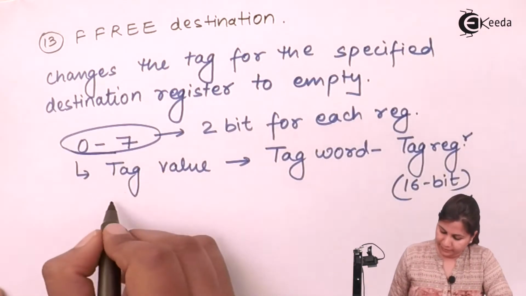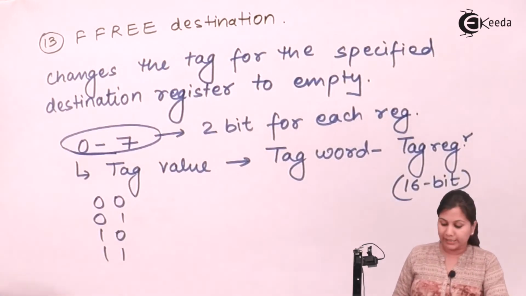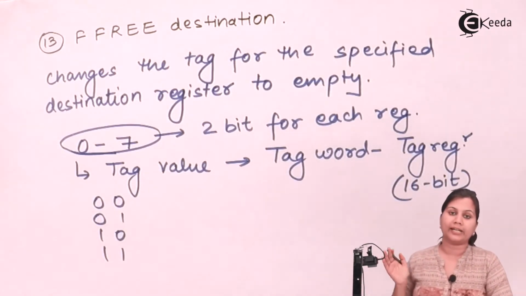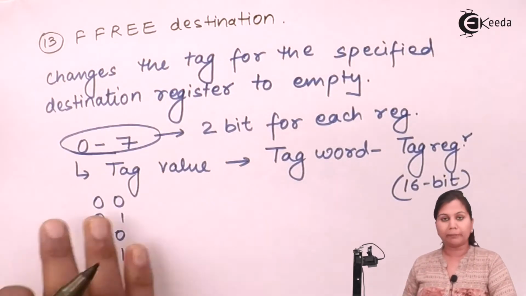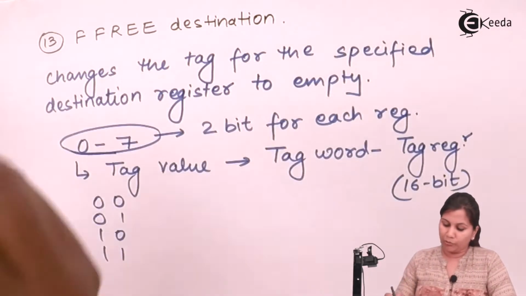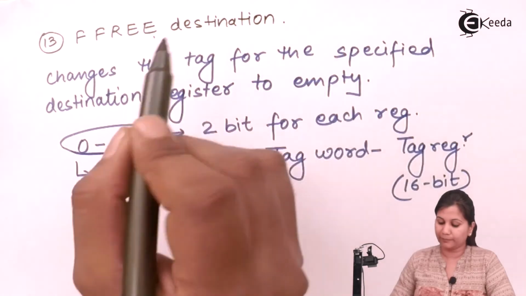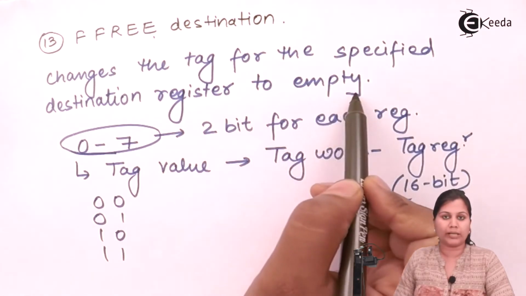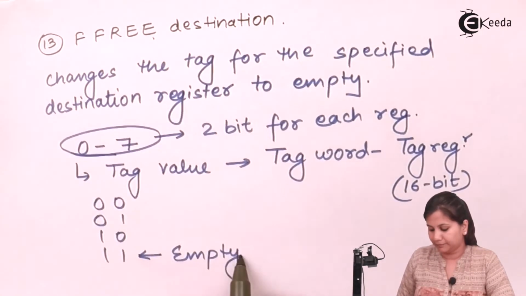Now these 2 bits, their tag values can be 00, 01, 10 and 11. These tag values specify whether the register is empty, it is full, or it is loaded with a not a number value, unsigned value. So depending upon these tag values, the status of this register is known. Now when this instruction is written FFREE destination, then the tag value for the specified destination register is changed to empty. When this tag value is 11, then the register is empty.